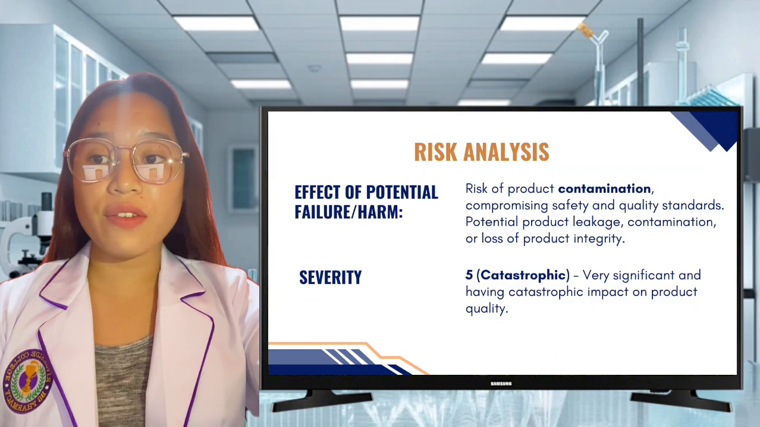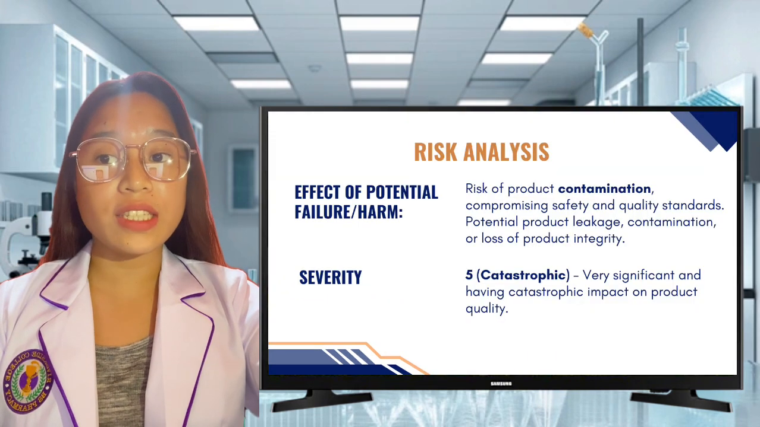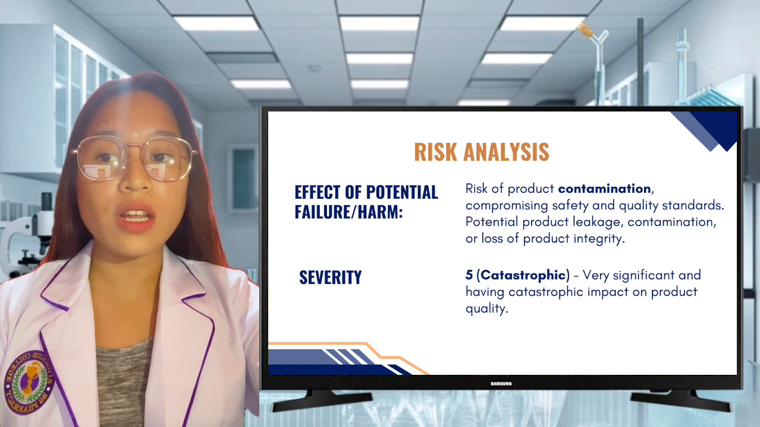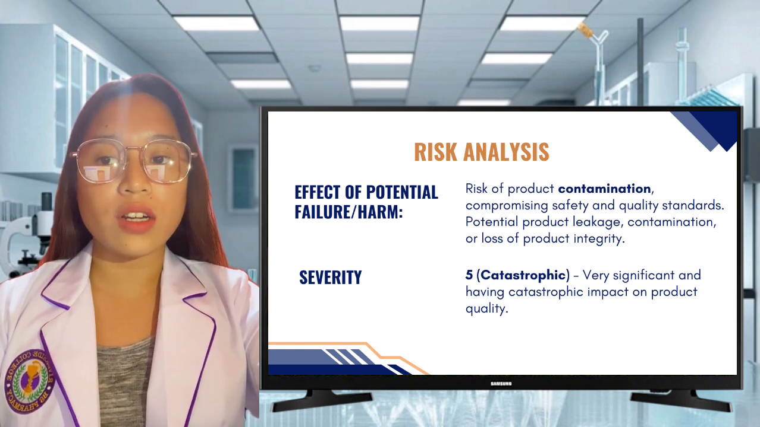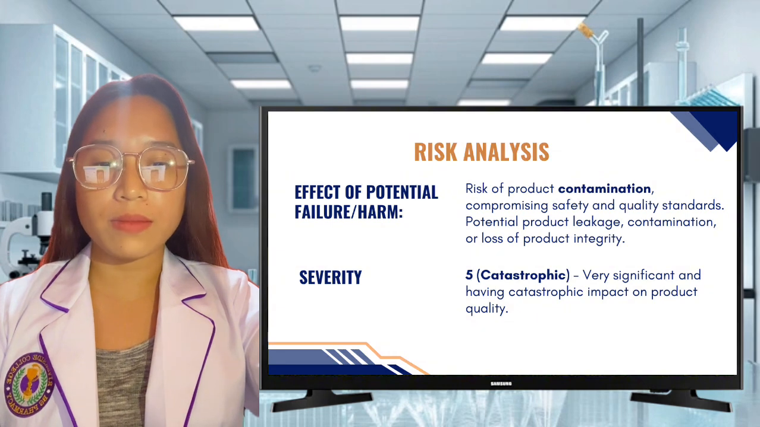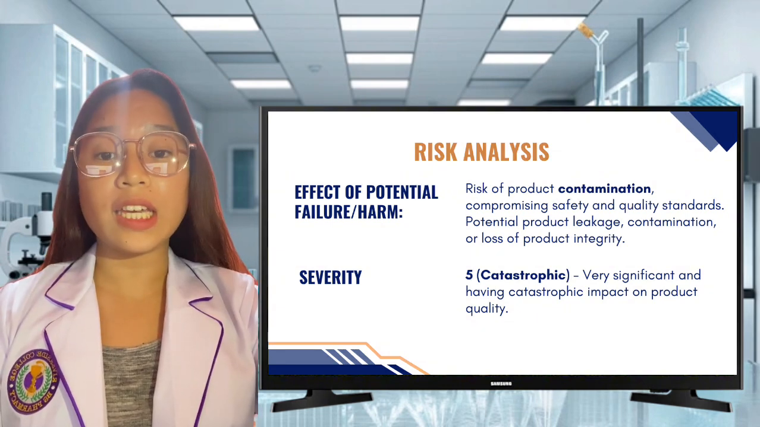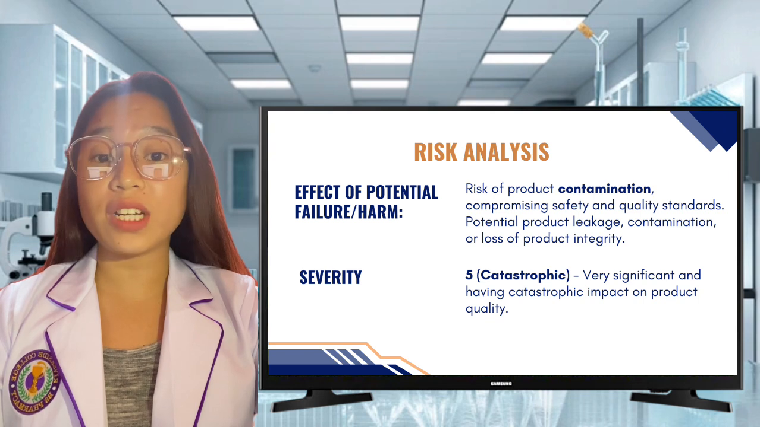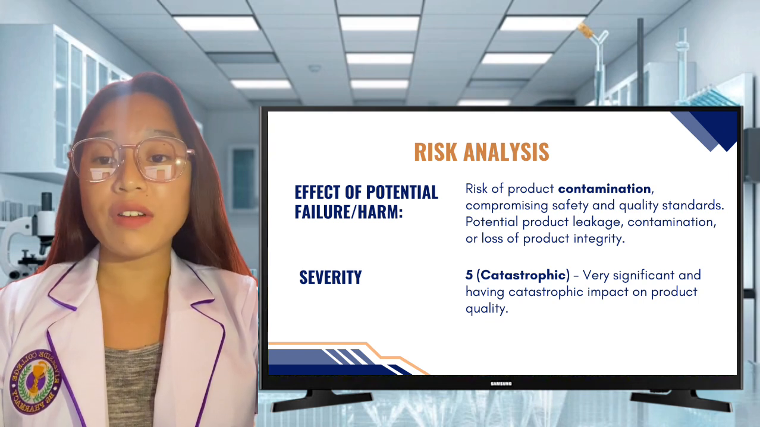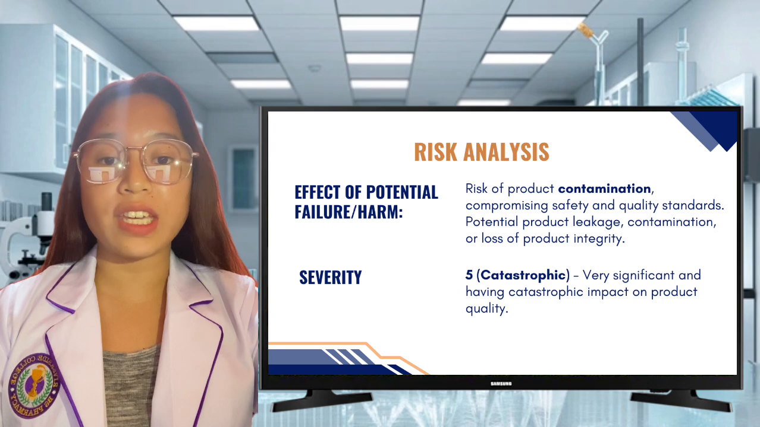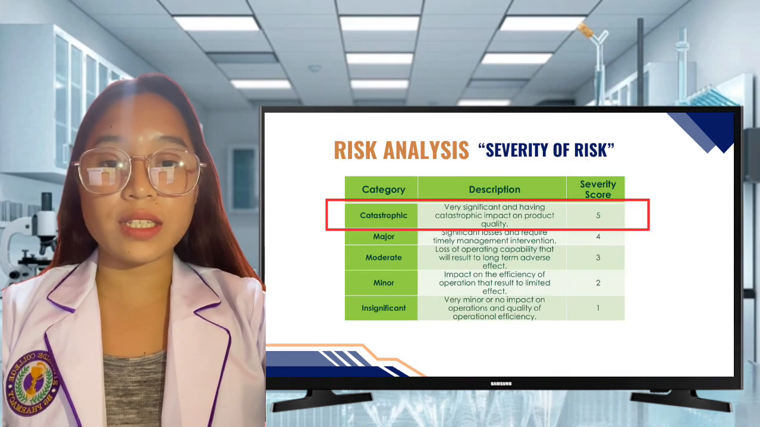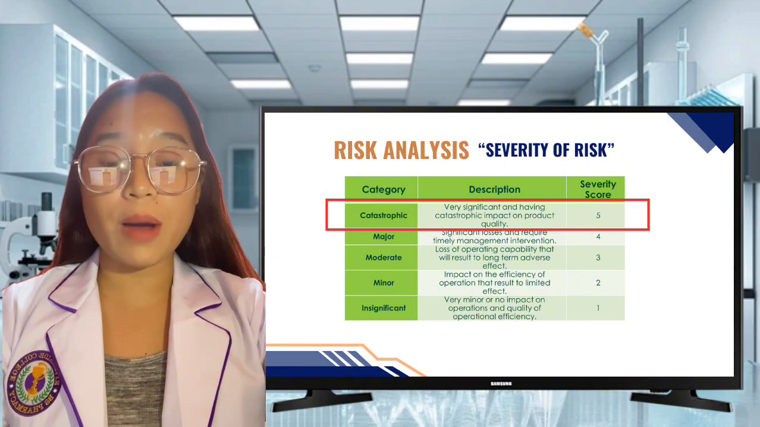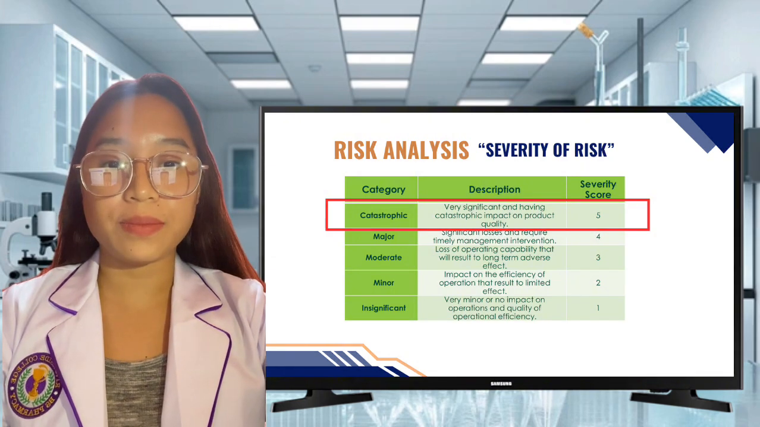So first, the effect of potential failure or harm is the risk of product contamination, compromising safety and quality standards, potential product leakage, contamination, or loss of product integrity. So, for severity, we labeled it as 5 or catastrophic, which means very significant and having a catastrophic impact on product quality. This table is the basis of our findings for severity.